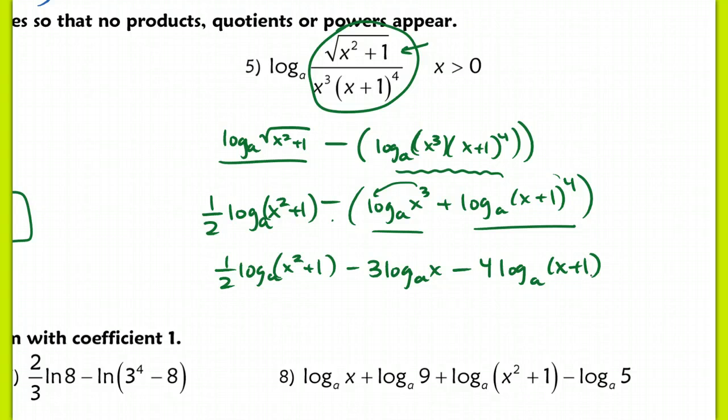And again, this is going to stay in parentheses. It cannot be split up. And this would be my final answer here.